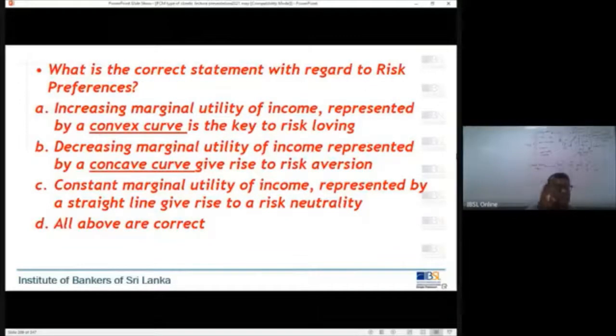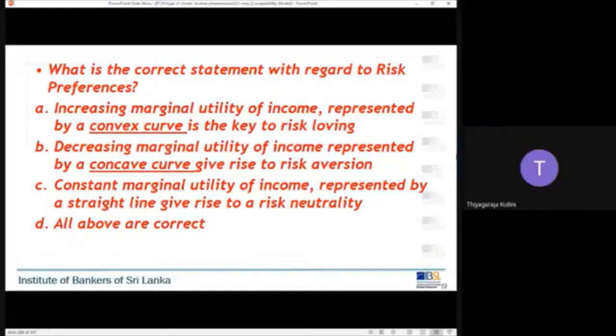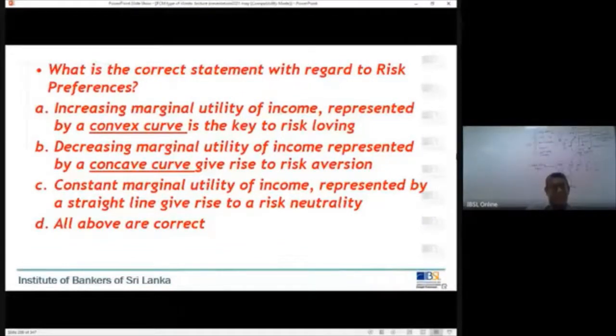Now you have to remember what the risk loving curve is. We drew it, remember? Do you have the note with you? Concave. Then look at C. C is also correct, no? Remember the straight line? Then all of the above are correct, no? What is the correct answer?